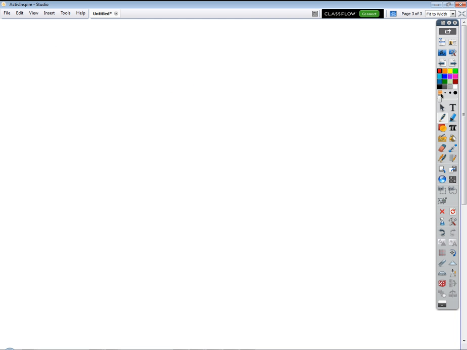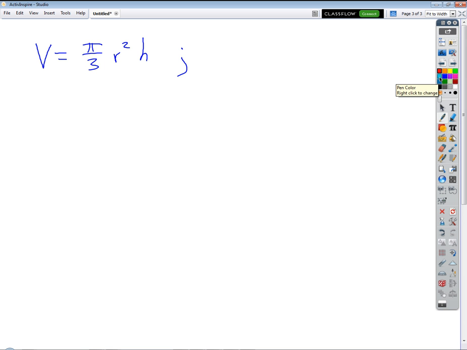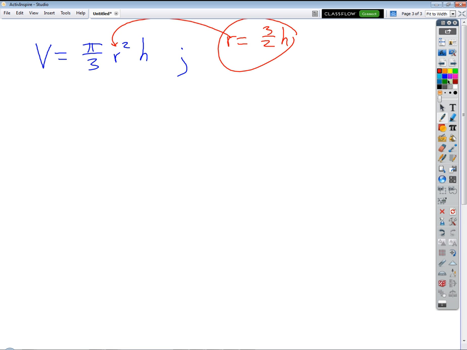Let's go to the next page and just abandon that and do it this way instead. We know V equals pi over 3 R squared H, and we found two pages back that R equals 3/2 H, right? Yes, that's right. So R equals 3/2 H, so let's make this substitution right there.